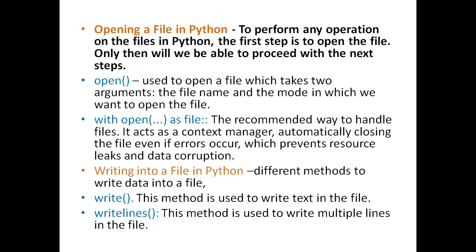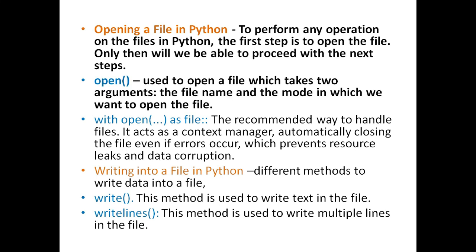First is opening file. To perform any operation on the file, the first step is to open the file. Then only we will be able to proceed with the next step. For this, the open function is used. The open function is used to open a file, which takes two arguments: the file name and the mode in which we want to open the file.